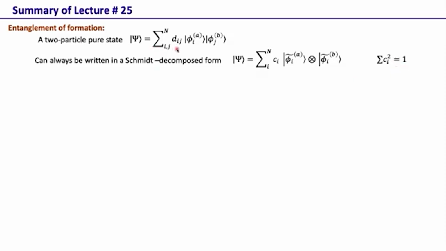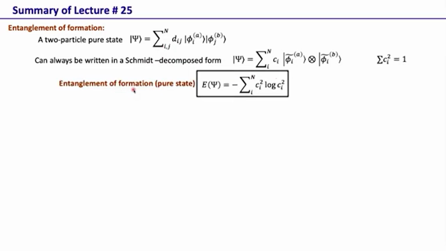So a two particle state, which is in general a two dimensional sum, can always be written in this form, and once it is expressed in this form, the entanglement of formation of a two particle pure state is given by this formula, which is minus the sum over i of c_i square log c_i square. So this is for a two particle state in any dimension.